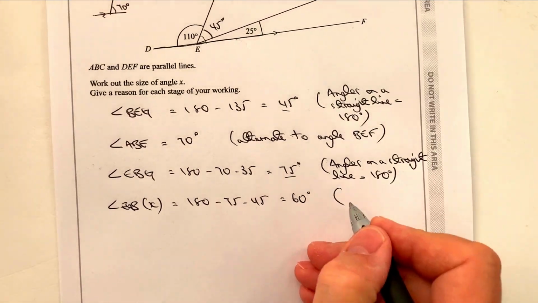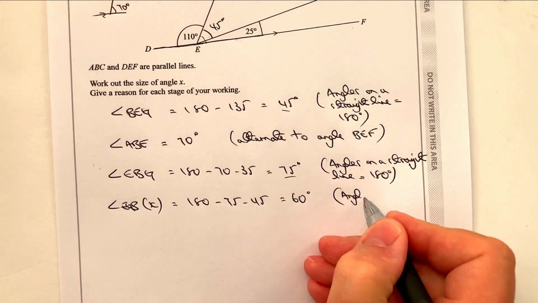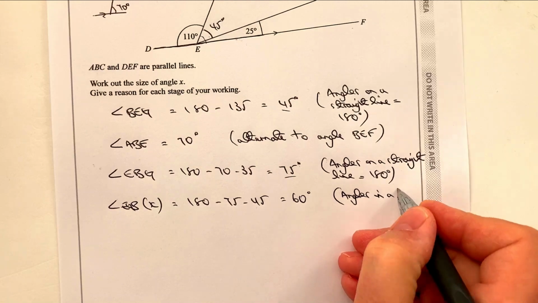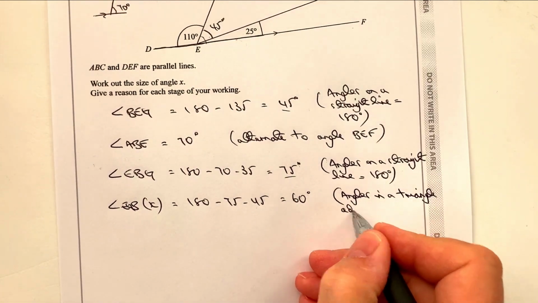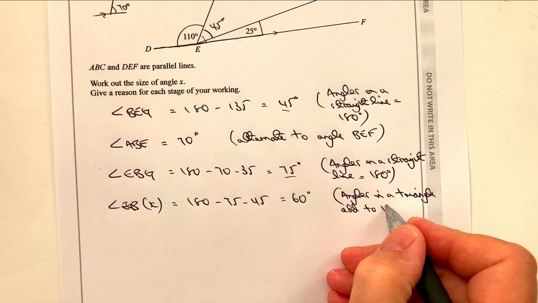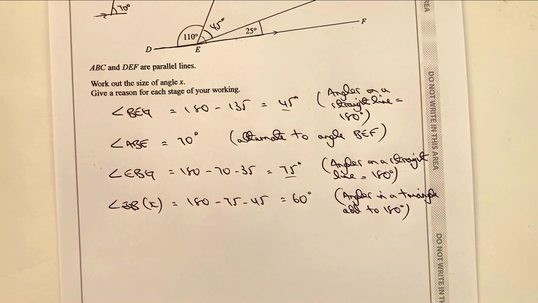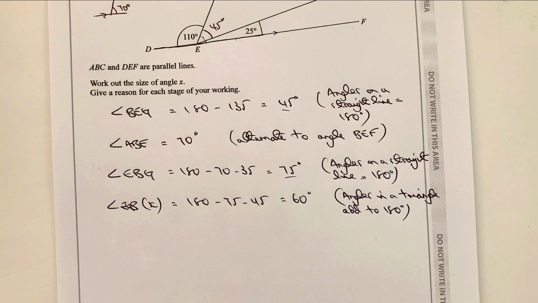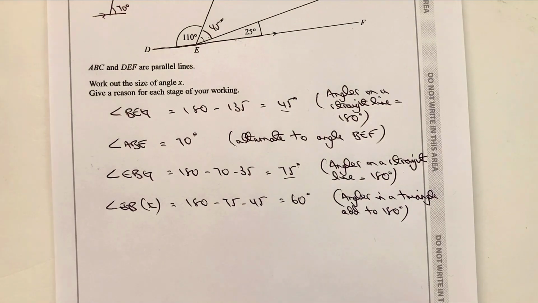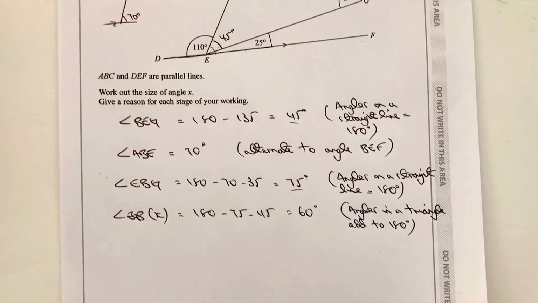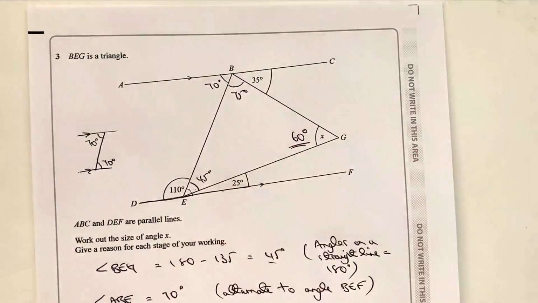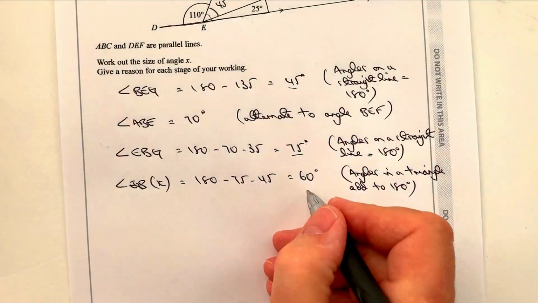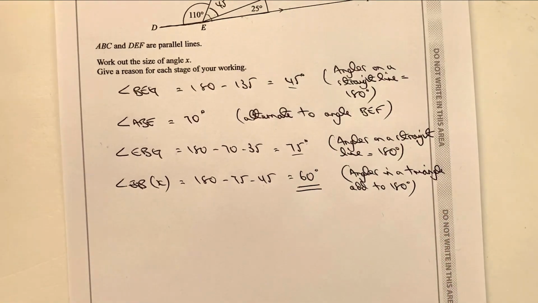Which is because angles in a triangle add to 180 degrees. So a lot of work in this particular one, but it's fairly okay. You do get these kind of questions on a fairly regular basis, so this will be 60 degrees, and that would be the answer to this particular question.